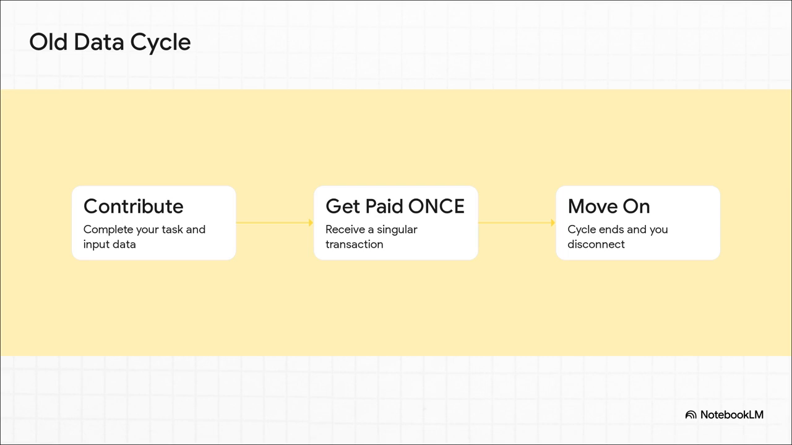Right now, most platforms trap you in this really finite, disposable cycle. It's basically a three-step linear process. Step 1, you contribute. You do the work. You input the data. Step 2, you get paid once, just one single isolated transaction. And then step 3, you just move on. The cycle just ends for you right there. You are entirely disconnected from the product of your labor. That is the literal definition of the disposable labor we were just talking about. It keeps you on this perpetual hamster wheel of having to find new tasks just to make a buck, while completely ignoring what happens next to the data itself.